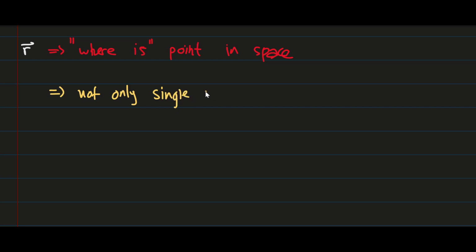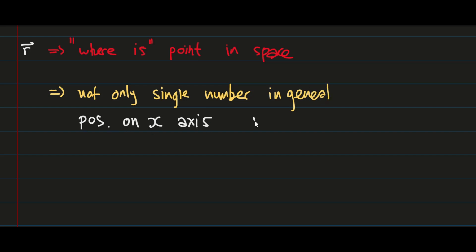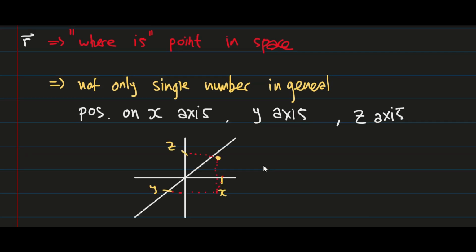For the position vector, we get information about where the point is inside the space. Of course, this information may contain not only one single number but maybe an array or collection of numbers, such as the x, y, z components in this coordinate system.